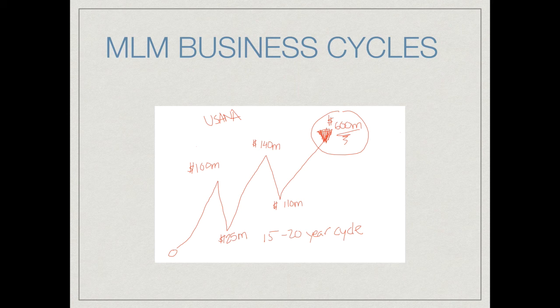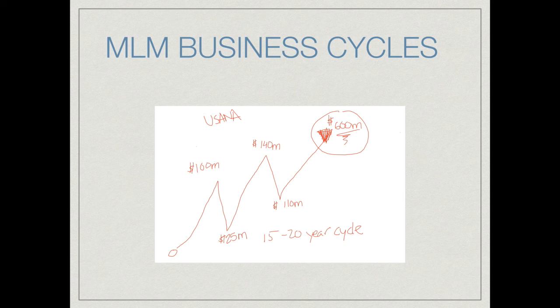Now, can you imagine that? To be able to own a company and go from $100 million and drop all the way down to 25 million? How would you feel? Discouraged? Feeling like you want to quit? Let's shut the doors, right? Well, a few years later, again, this is based on a 15 to 20 year business cycle.